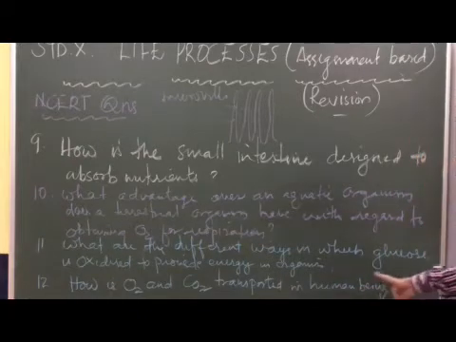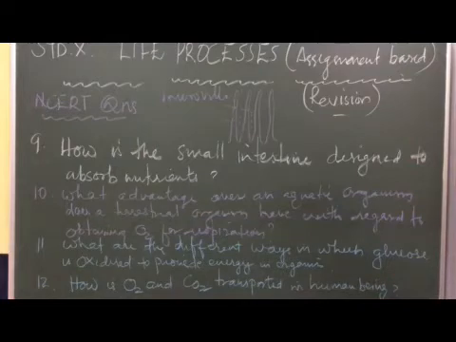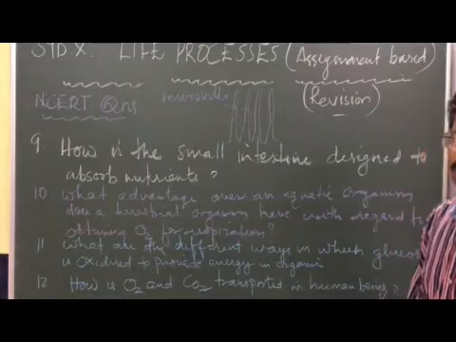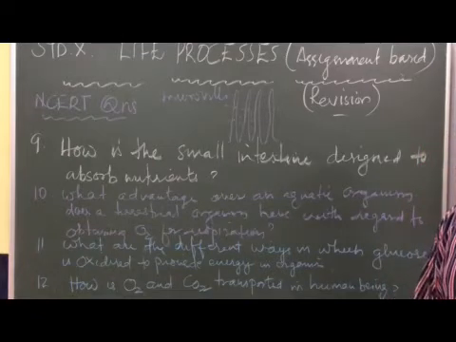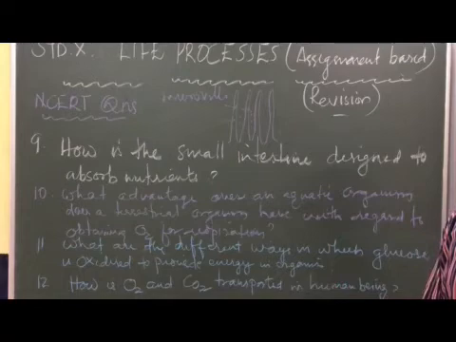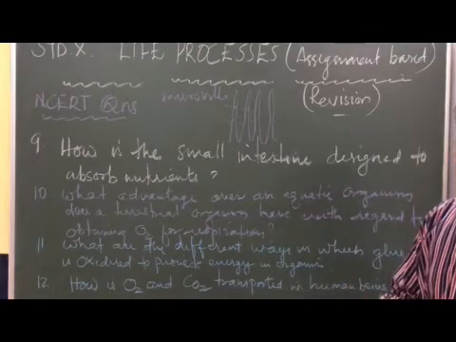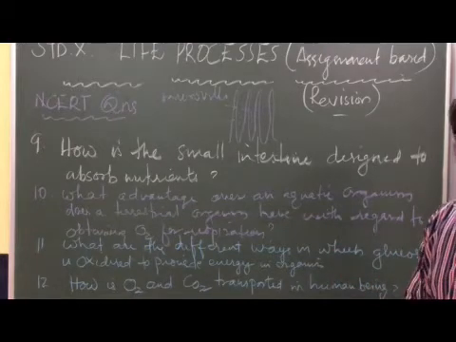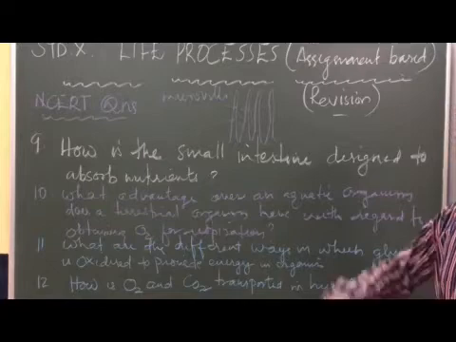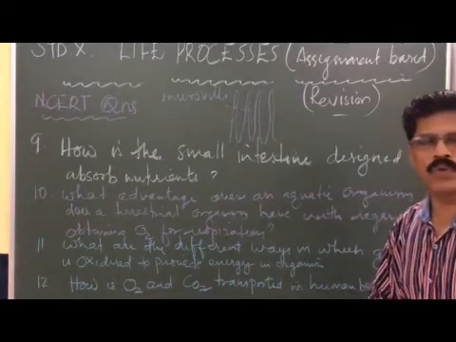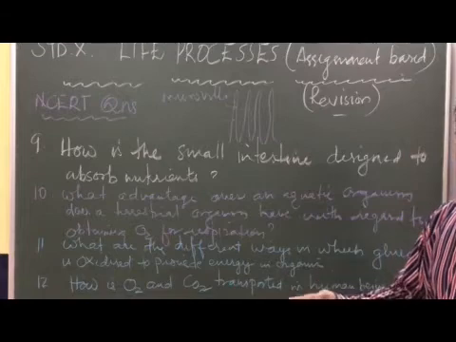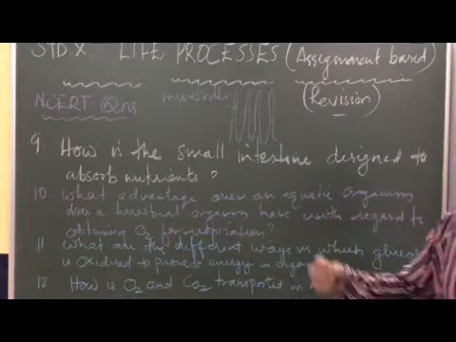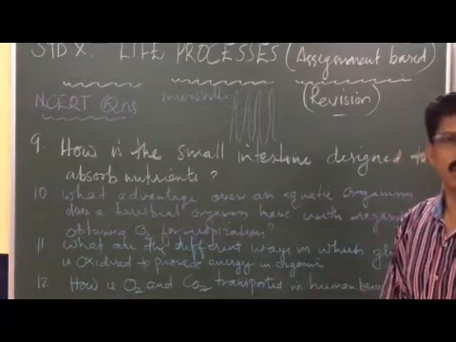What are the different ways in which glucose is oxidized to provide energy in organisms? There are three mechanisms. Anaerobic respiration can be of two types. In the absence of oxygen, anaerobic respiration takes place in yeast, bacteria and muscle cells. In yeast, in the absence of oxygen, the glucose is first converted to pyruvic acid, then pyruvic acid to ethyl alcohol, carbon dioxide and some amount of energy.